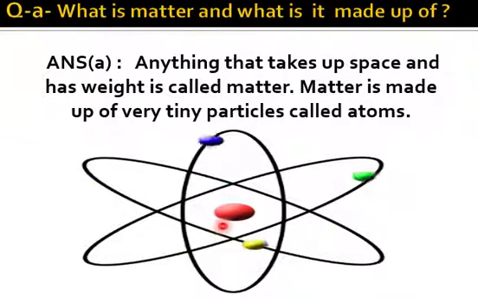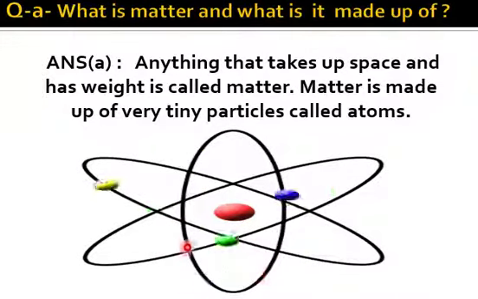Which subatomic particles are present in the nucleus, my dear students? Think. Yes, proton and neutron. And the blue, yellow and green colored particles, which are revolving around this nucleus, are also subatomic particles. What is their name? Yes, electrons. So these are the electrons which are revolving around the nucleus.